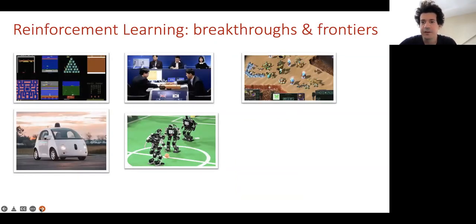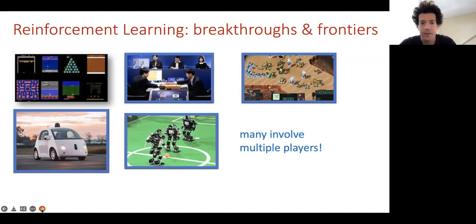So the motivation for this talk is that a lot of recent breakthroughs, claimed breakthroughs, and definitely open frontiers in machine learning are based on reinforcement learning. Some of the things you see here on the screen: playing Atari, solving Go, beating humans in Go and Starcraft, depending on who you ask, I guess, for Starcraft, self-driving cars, multi-robot interaction, and a lot more.